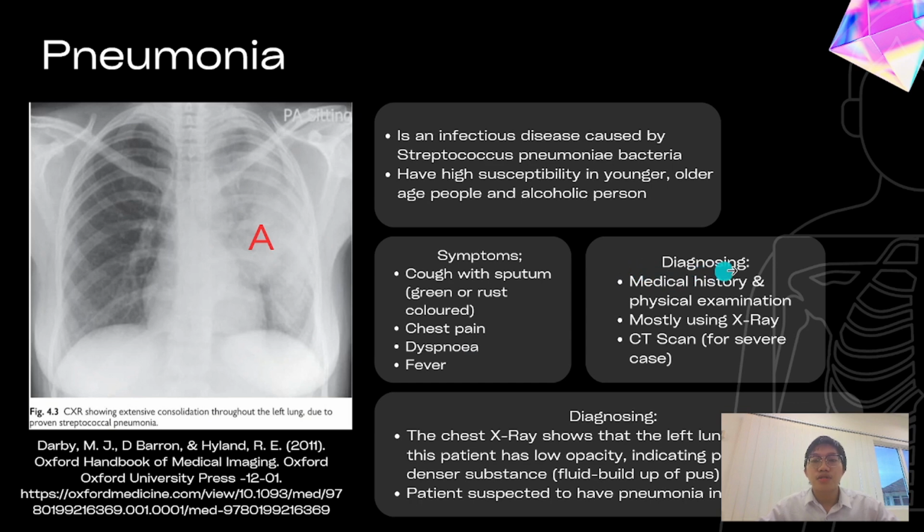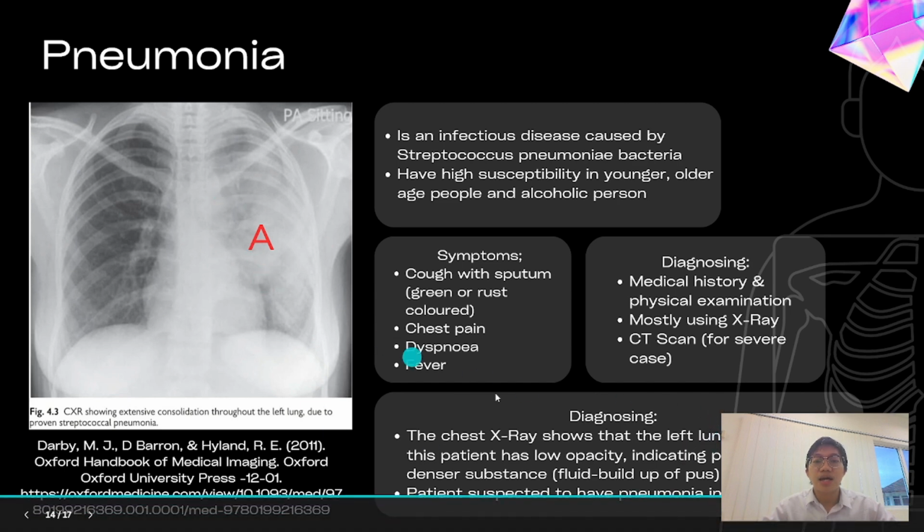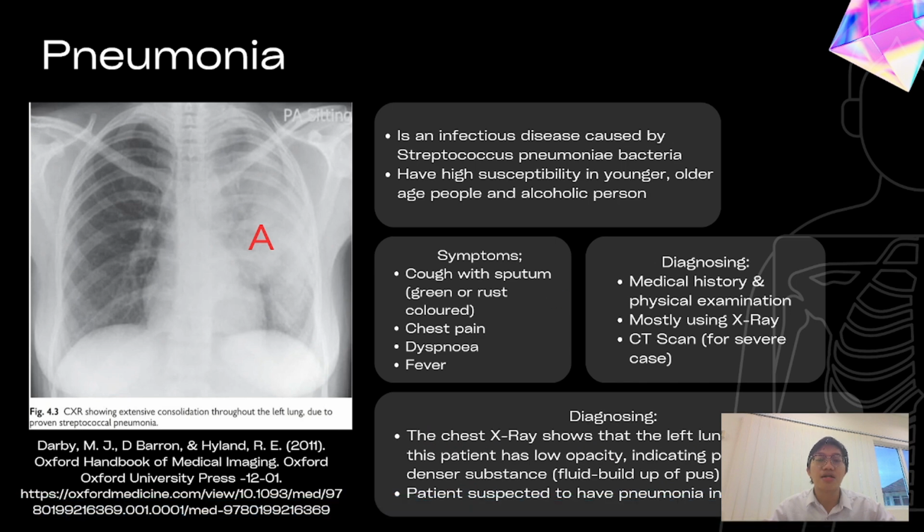One of the ways we can diagnose pneumonia is by taking the medical history and conducting physical examinations. Mostly we are using X-ray and CT scan, which is typically for severe cases. What we can see here in this picture, in the left lung of this patient labeled A, this lung has low opacity compared to the right lung. Meaning there is denser fluid present in this lung, most potentially the cause of the infection. So this patient is suspected to have a pneumonia infection in the left lung.